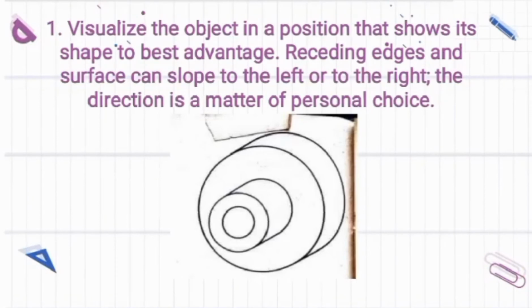Ang tinutukoy naman dito sa step number 1 ng oblique projection of cylindrical object is ilarawan sa isip ang bagay sa isang posisyon na nagpapakita ng hugis nito sa pinakamahusay na bentahe. Tapos ang mga urong na gilid at ibabaw ay maaaring madaos-os sa kaliwa o sa kanan. Tapos yung direction ng isang bagay ay personal na pagpili.